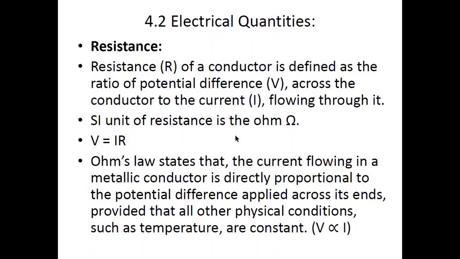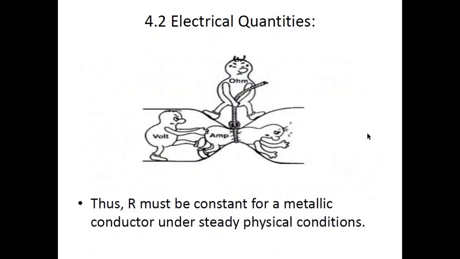Now where has this formula come from? It has come from Ohm's law, which states that the current flowing in a metallic conductor is directly proportional to the potential difference applied across it. This V is directly proportional to I, and when we remove this proportionality symbol and introduce a constant, that constant is R, the constant of resistance, and we get this formula V equals IR, provided that physical conditions such as temperature remain constant.